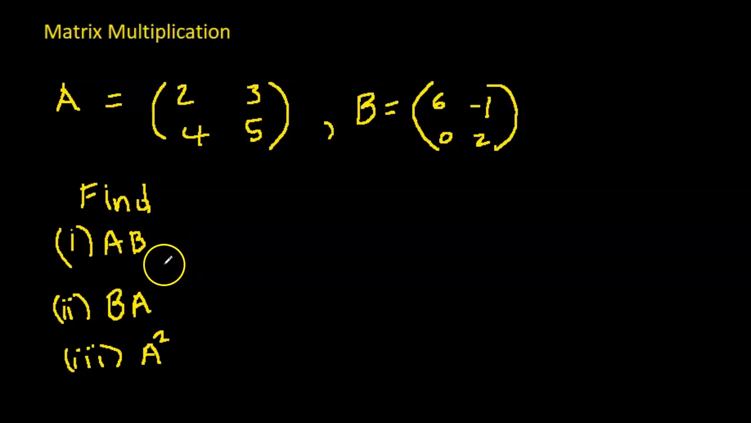Okay, so here we have another problem. A is 2, 3, 4, 5, B is 6, minus 1, 0, 2. So we're asked to find AB. So let's find AB.